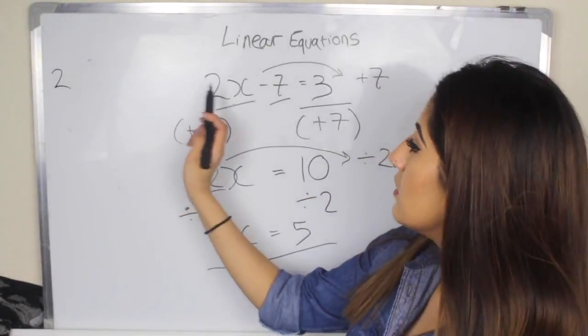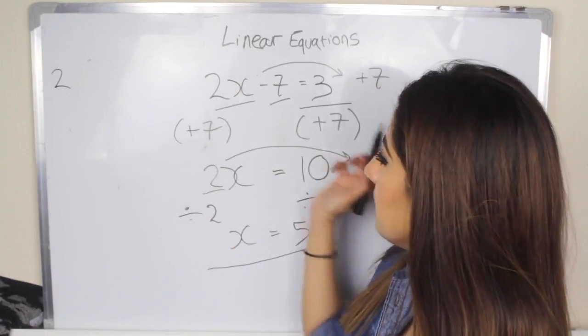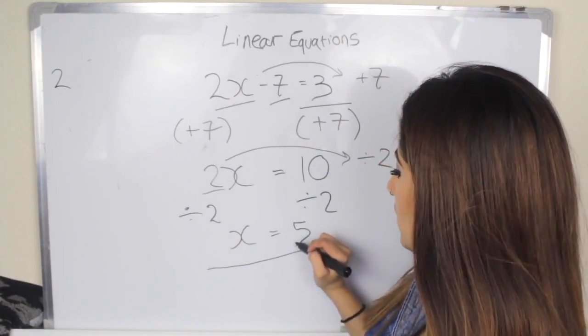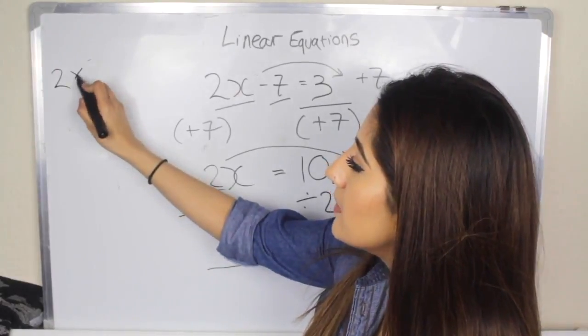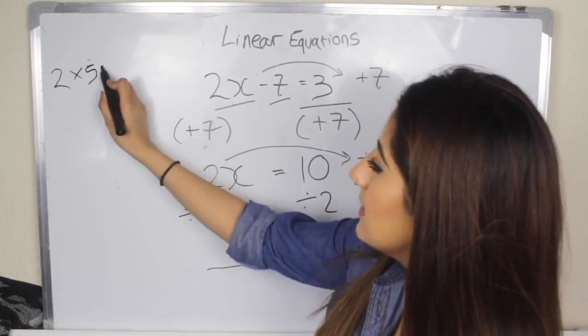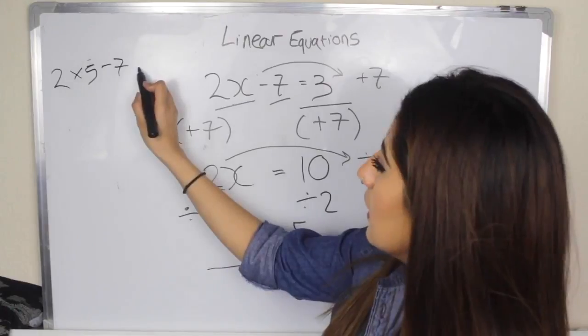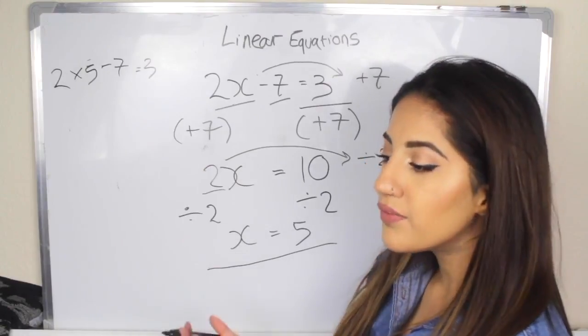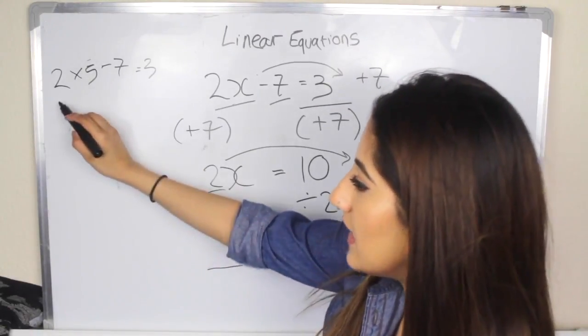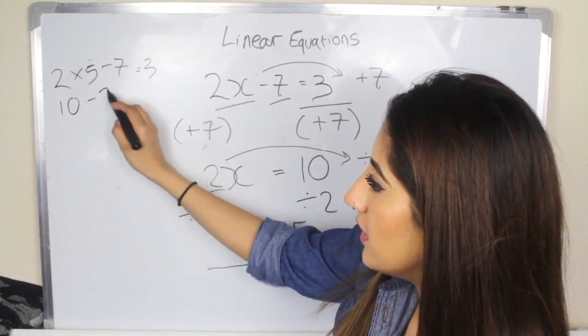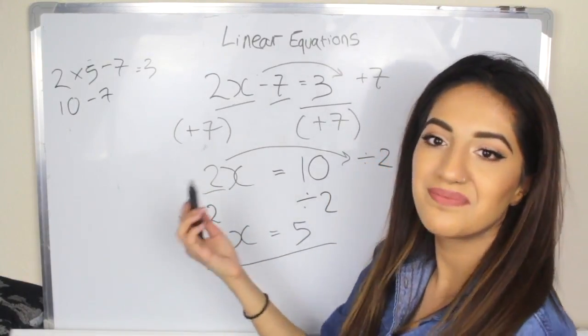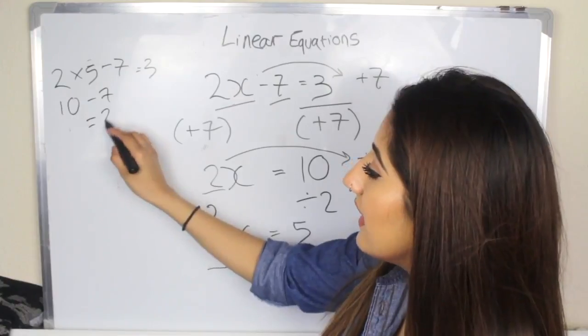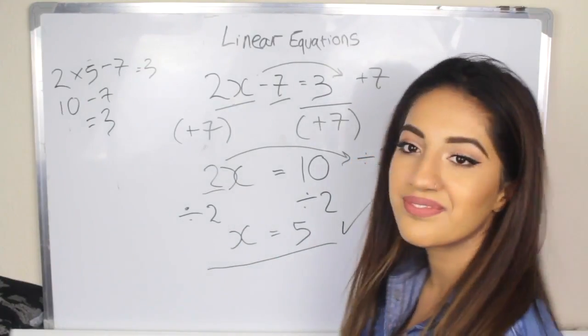So our equation is 2x minus 7 equals 3. Because we found out what x is, which is 5, we can do 2 times 5 minus 7 equals 3. Right, so first we do 2 times 5, which is 10, minus 7, which equals 3. So again, we've got another question right.